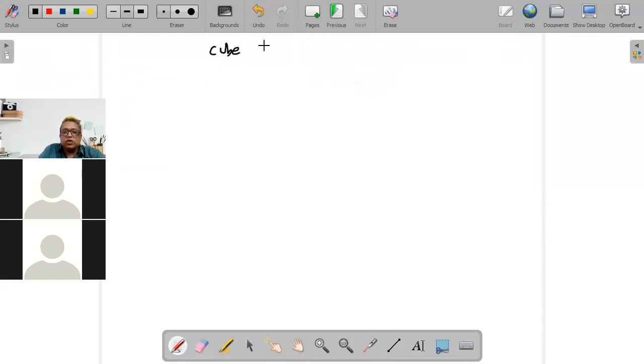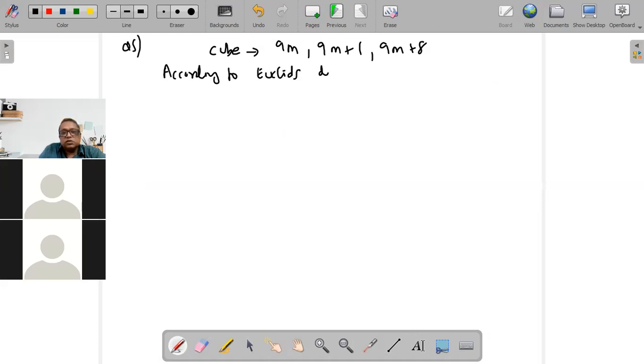Now we have to prove that the cube of a number is in the form of 9m, 9m plus 1 or 9m plus 8. Earlier it was the square. So what is the first statement? This is question number 5. The first statement is, according to Euclid's division lemma, a is equal to bq plus r, where r is greater than or equal to 0 and less than b. This is a standard statement which we write every time in every question, so you should know this.